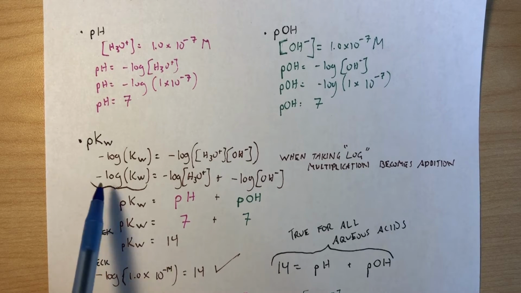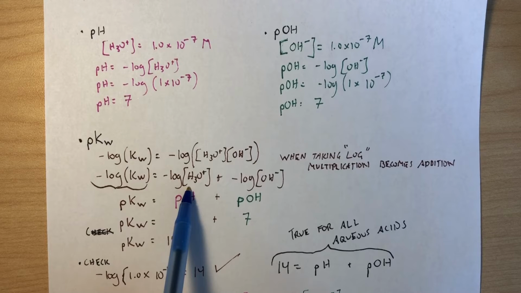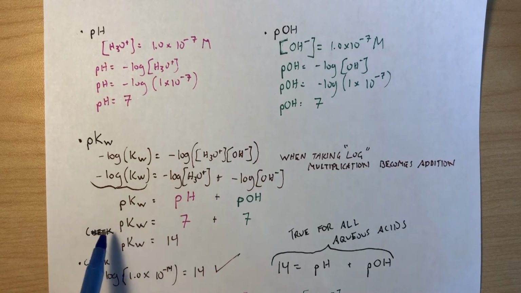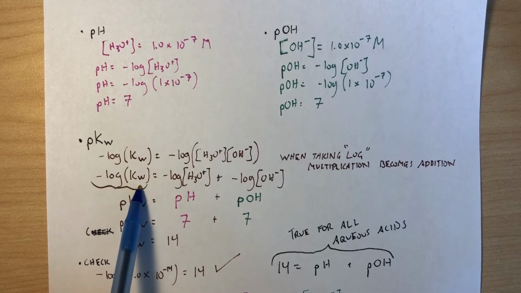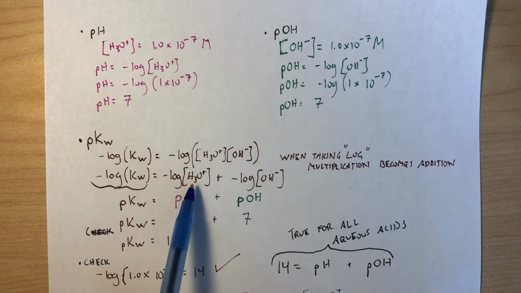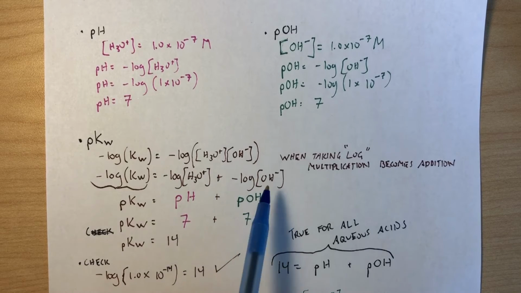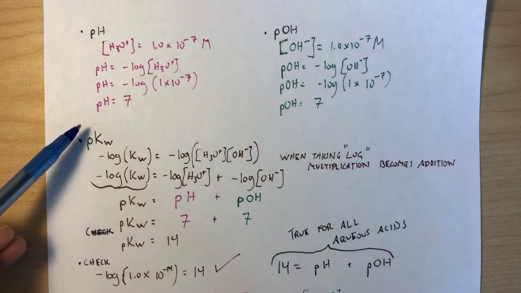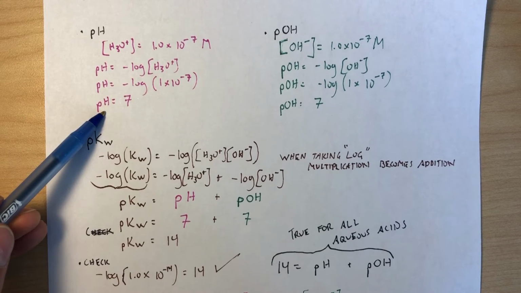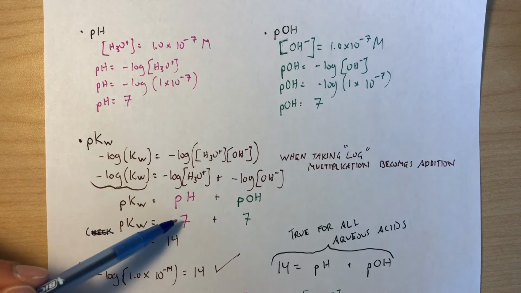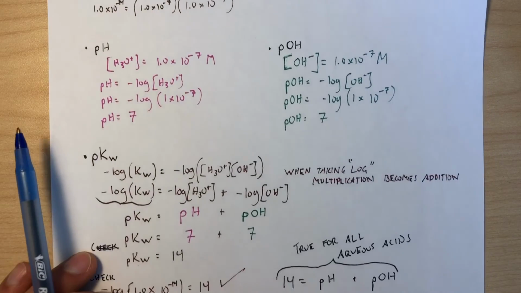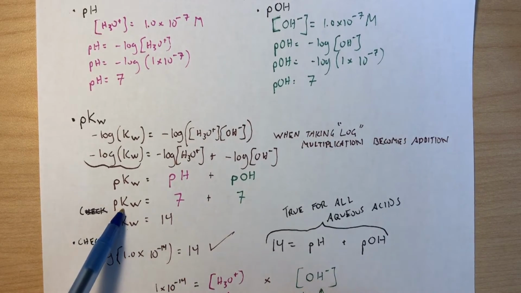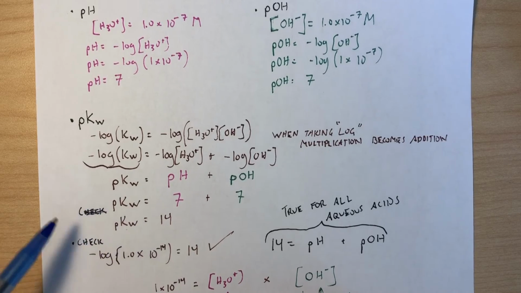So the negative log of Kw is equal to the negative log of hydronium plus the negative log of hydroxide, which we have just defined. So the negative log of Kw is the pKw. The negative log of hydronium is pH. The negative log of hydroxide, pOH. And we have just calculated that the negative log of each of these values in water is 7. We can add those two values together, 7 plus 7, to get a value for the pKw, which is equal to 14. So we can check this.